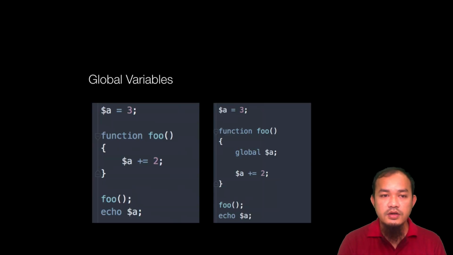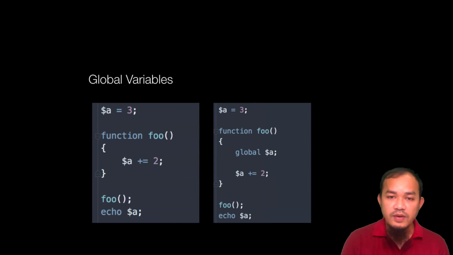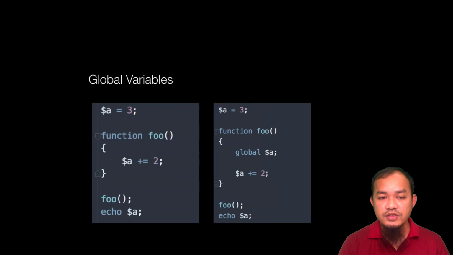Let's see the example here. We have two examples. The first is without any global applied, and in the second we apply the global variable. If you see the first figure, in function foo we try to access variable A from outside. So when we call the foo function, it will return something. It accepts only A, meaning the result will be what? Will be 5, right? 3 plus 2 equals 5.